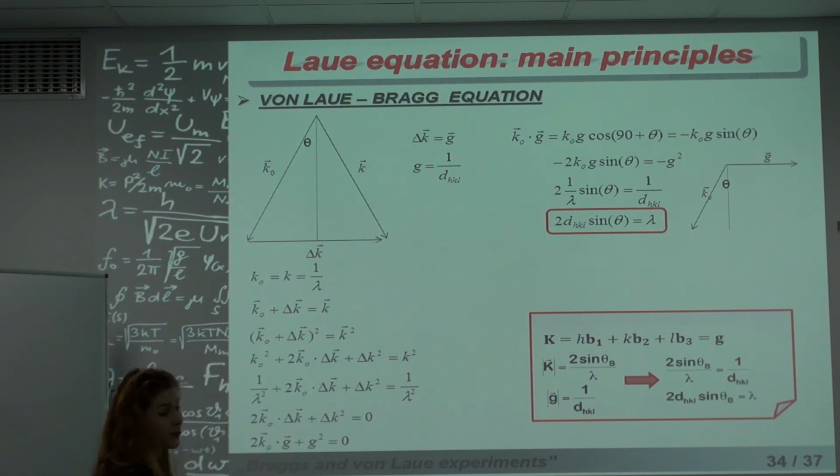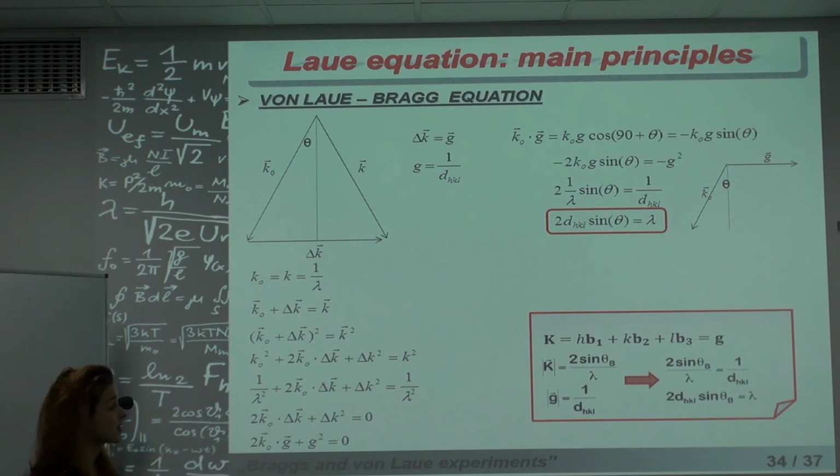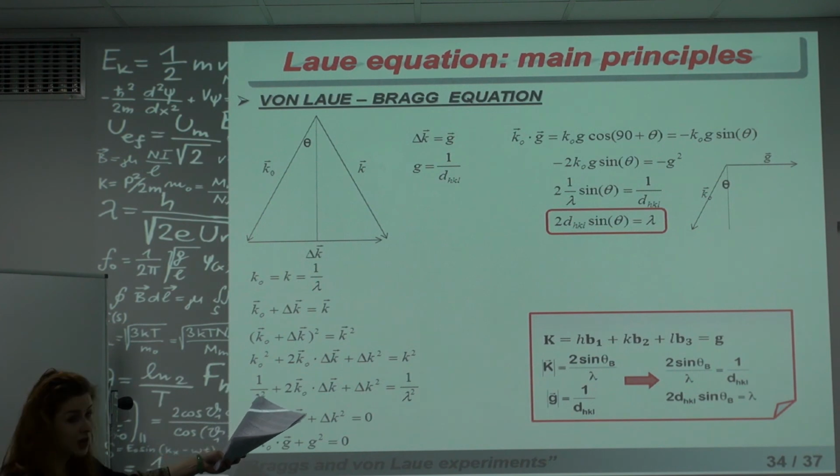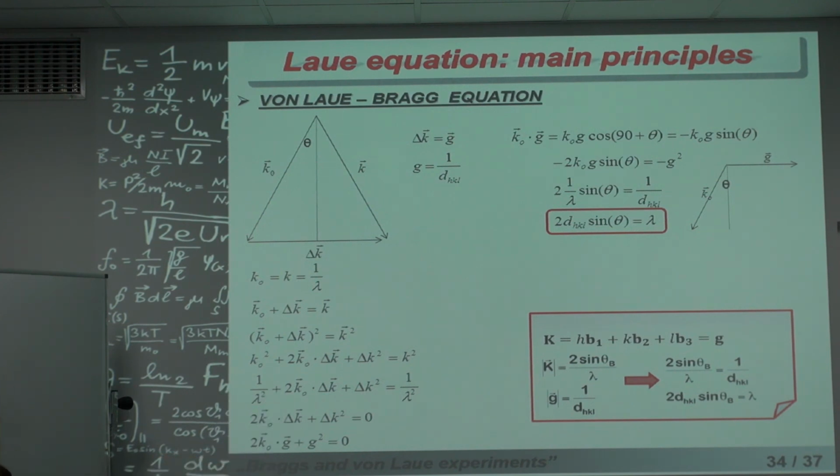So we know that the reciprocal vector K is equal to G, presented by h b1 plus k b2 plus l b3. Knowing that K is equal to 2 sine theta divided by lambda, and G is equal to 1 divided by d, the spacing between the planes, and as they are equal to each other, we get the consequent result, which is actually Bragg's equation.